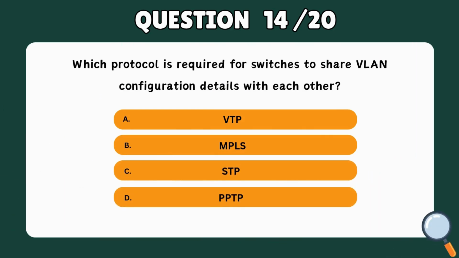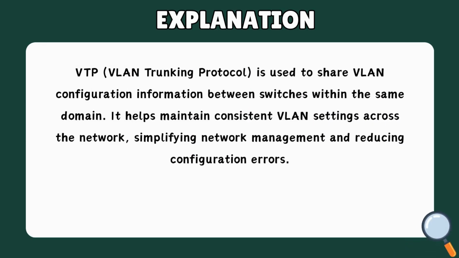Question 14. Which protocol is required for switches to share VLAN configuration details with each other? A. VTP. B. MPLS. C. STP. D. PPTP. Correct answer A. VTP. VTP, VLAN Trunking Protocol, is used to share VLAN configuration information between switches within the same domain. It helps maintain consistent VLAN settings across the network, simplifying network management and reducing configuration errors.